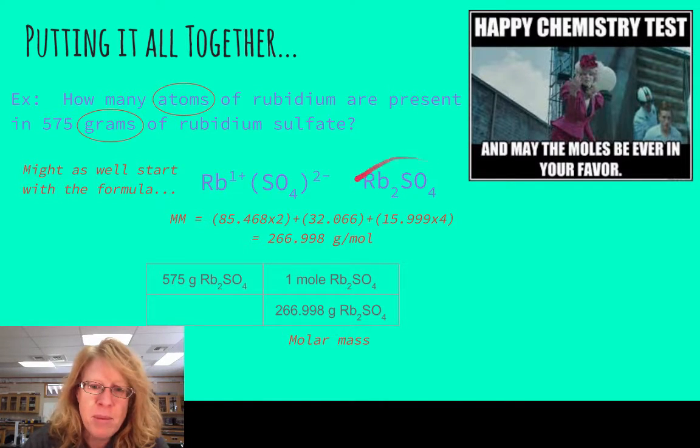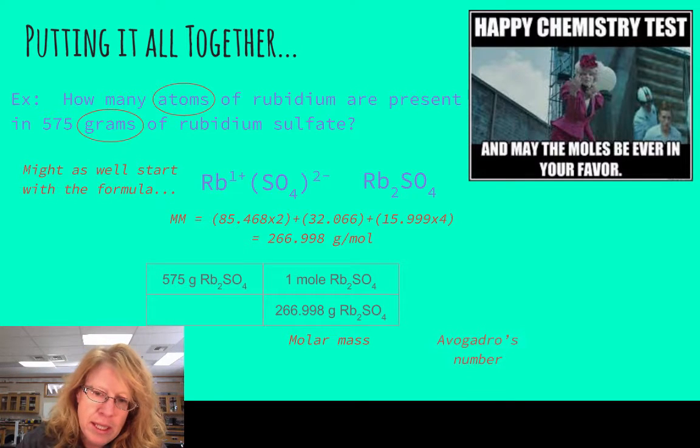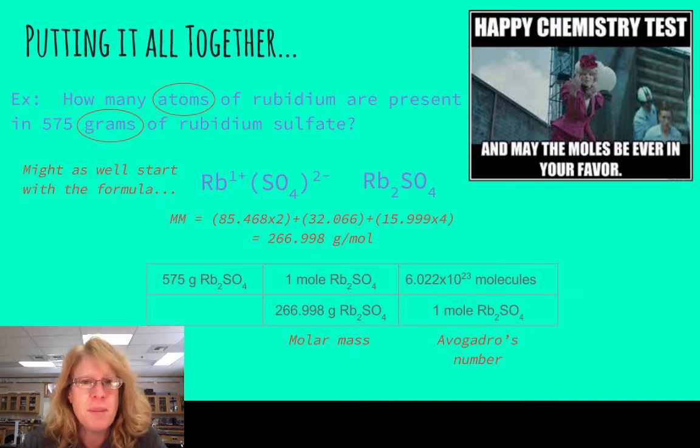Well, now what? Now I'm in moles of rubidium sulfate. And eventually I need to get to atoms. So if I'm going to go to atoms, that means eventually I'm going to have to use Avogadro's number. Here it is. So if we're doing this with compounds now, remember Avogadro's number is 6.022 times 10 to the 23rd molecules of something is 1 mole of that same thing. So there you go. That's how we use that particular piece in there.